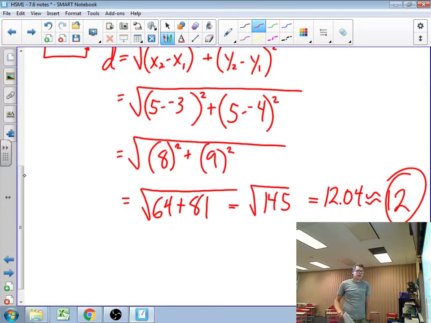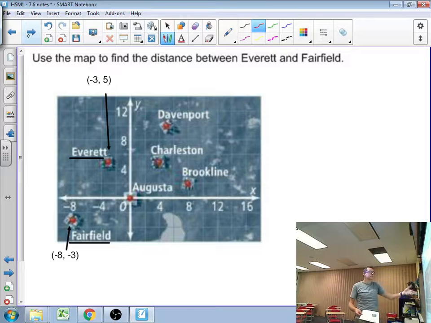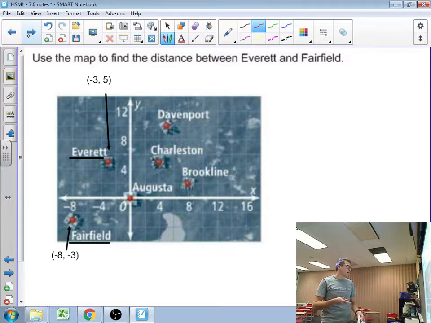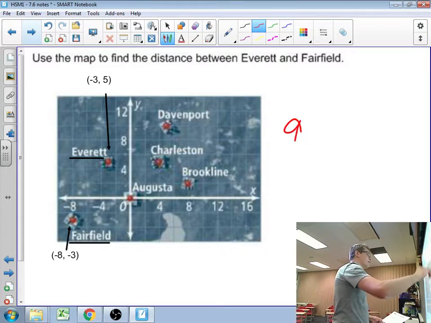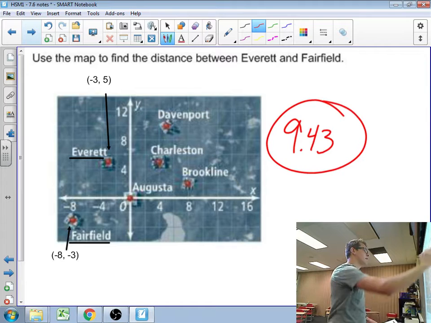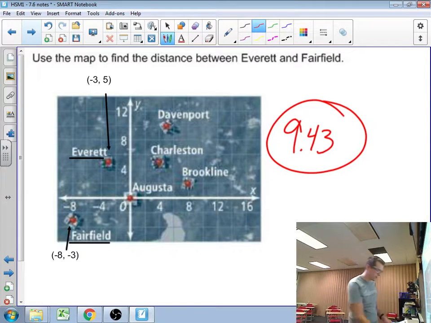Perfect. So that is all of the application in your notes. This one didn't print very clearly, so I went ahead and told you the location points of Fairfield and Everett. I'm not going to show you this whole solution. I'm just going to tell you what the answer is. If you got it wrong, it's up to you to either try to find your error and correct that mistake, or let me know that you got this wrong and you don't know why. My answer rounded is 9.43 as the distance between those two signals.